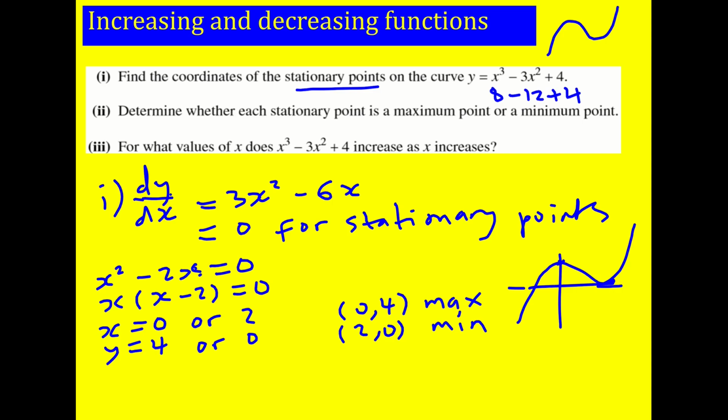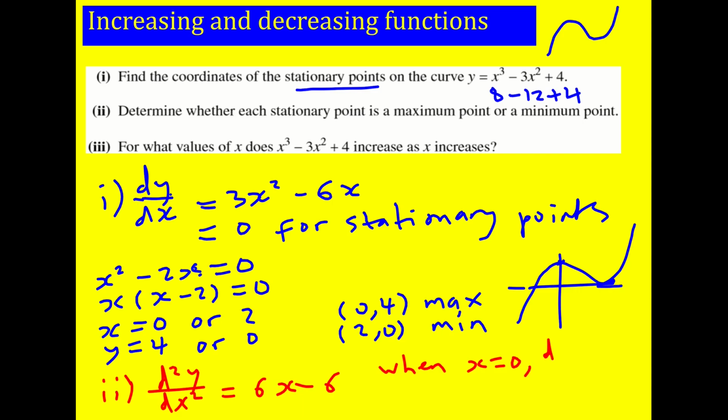Now let's say we're in an exam, then it's probably best to do it using the second derivative. So let's have a go at that, even though I've already done it. d2y by dx squared, we differentiate a second time, 6x minus 6. When x equals 0, d2y by dx squared equals minus 6, which is less than 0, so it's a maximum.